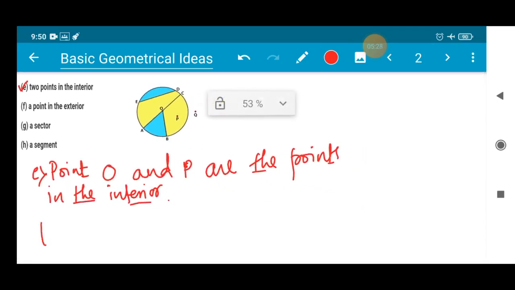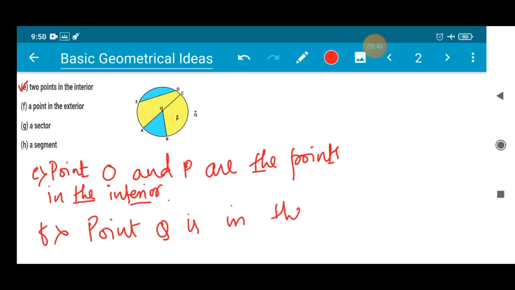Next, F. What are the points in the exterior? Only one point I can see here, that is Q. So point Q is in the exterior region of this circle.